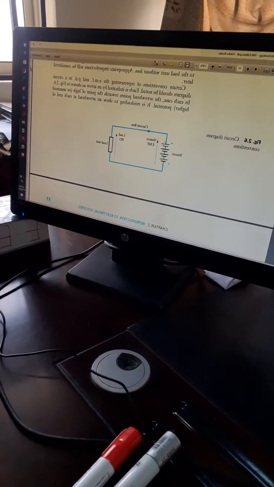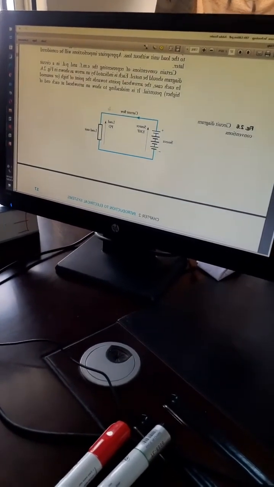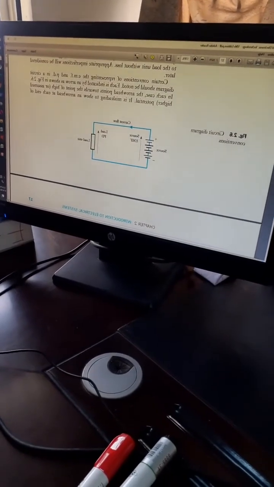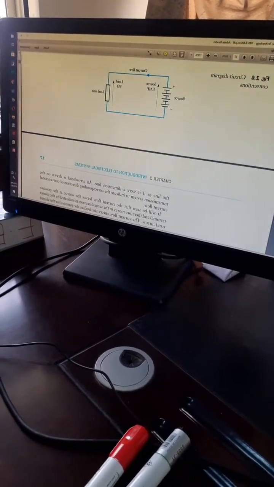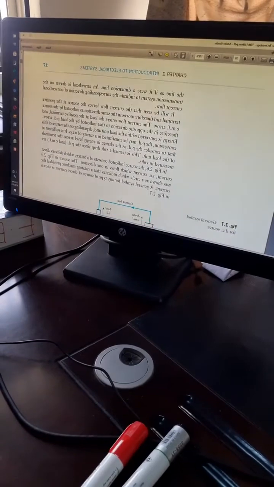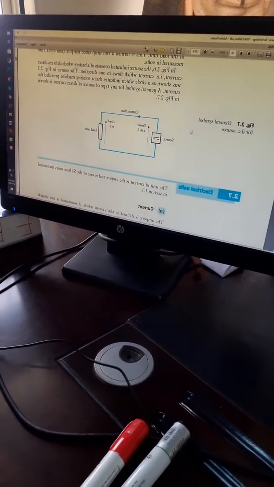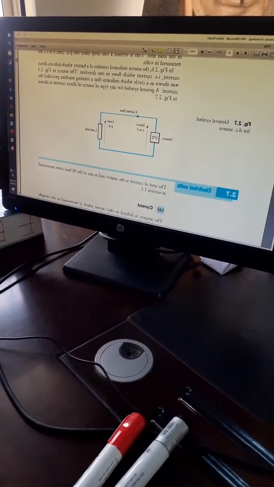So in this circuit, you can see the EMF is the one driving the current. And across the load, we are going to have what we call potential difference. This is the general symbol for DC. If we have DC, this is what we are going to have.